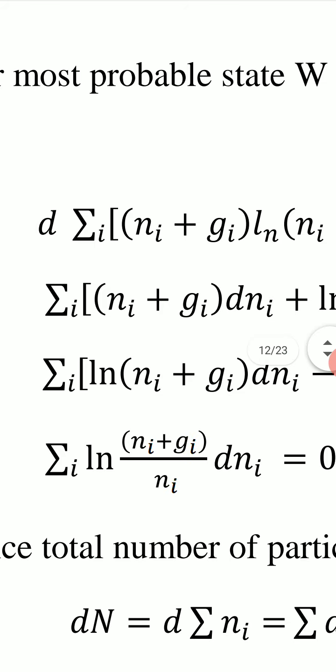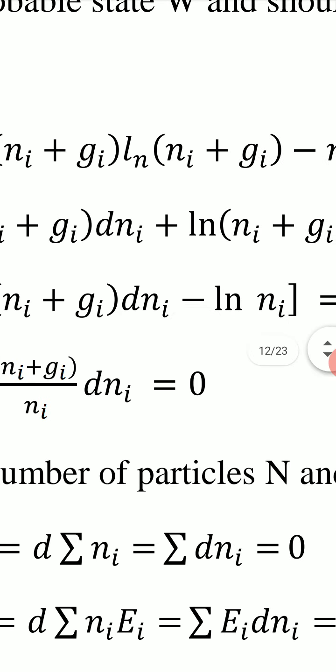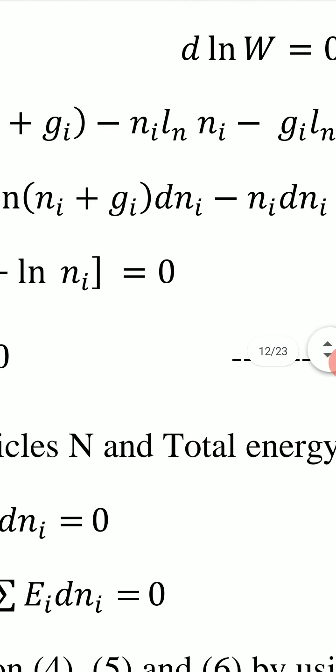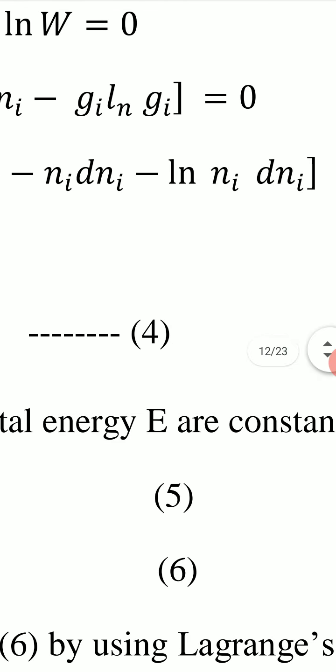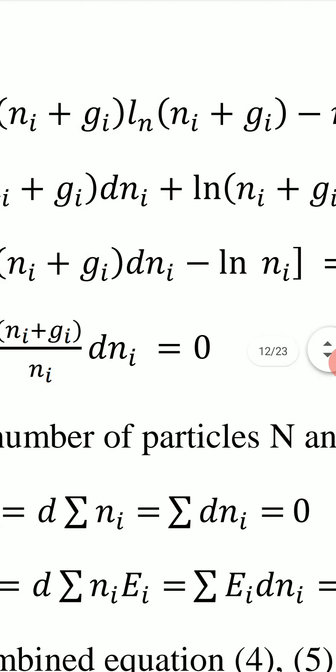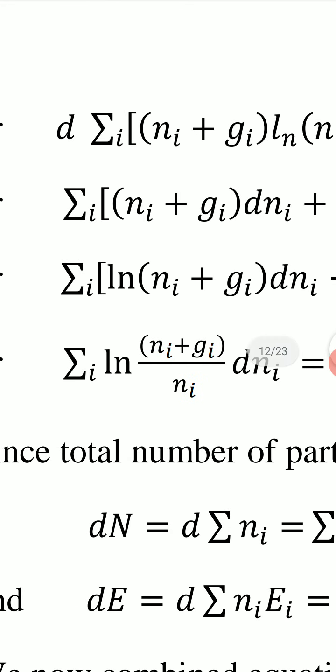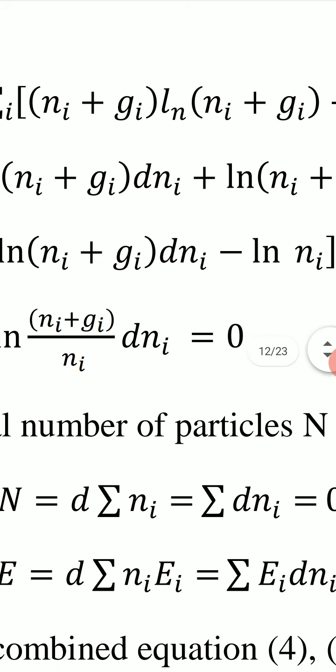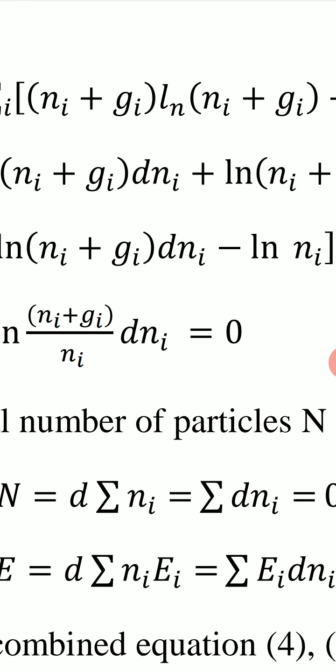So we have d of log W, and we put the value of log W, which is summation of (ni plus gi) log (ni plus gi) minus ni log ni minus gi log gi, and this will be equal to 0. Now we differentiate this. d means differentiation. We first differentiate the first term, which is (ni plus gi) log (ni plus gi). We differentiate this by using the first and second function rule. We assume that ni plus gi is the first function and log (ni plus gi) is the second function, and differentiate this as first function times differentiation of second plus second function times differentiation of first.